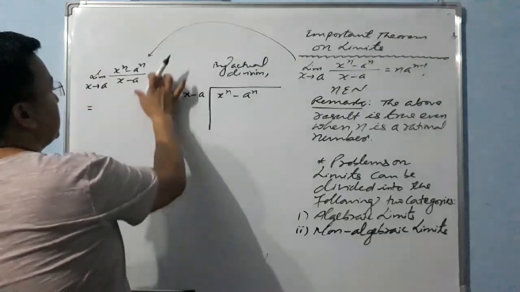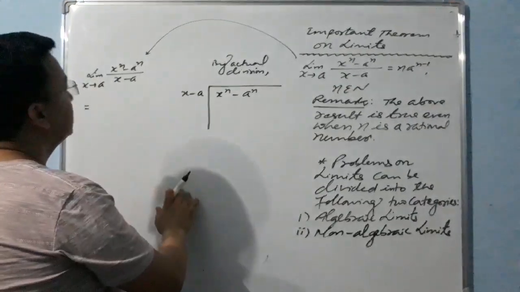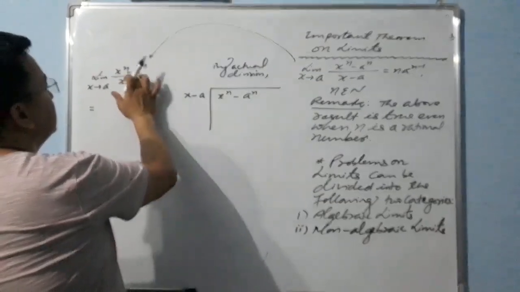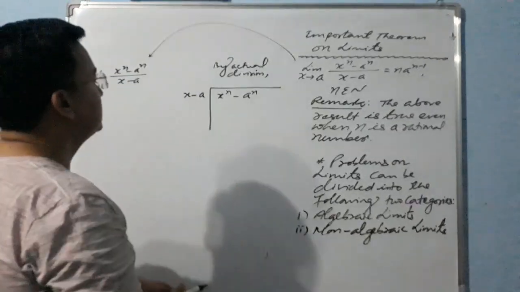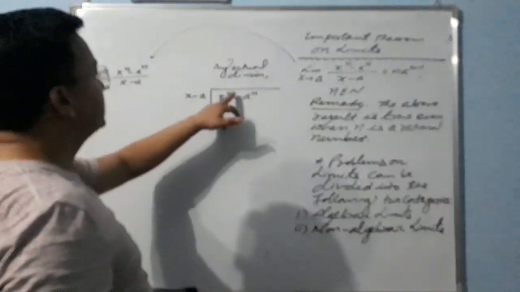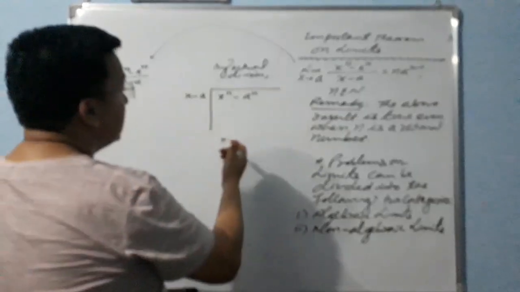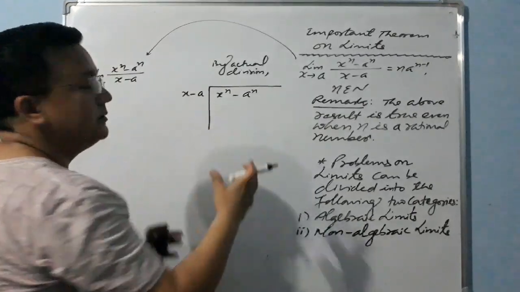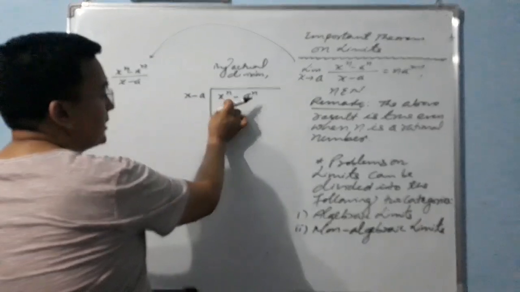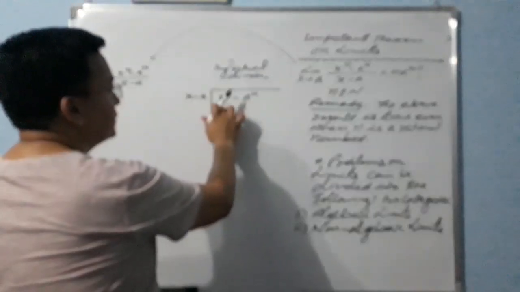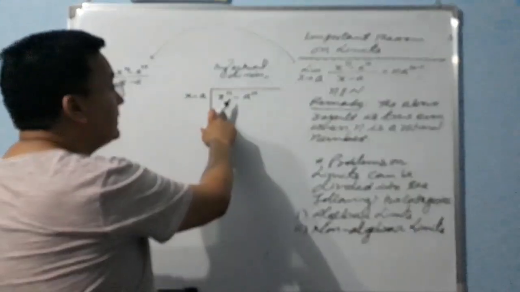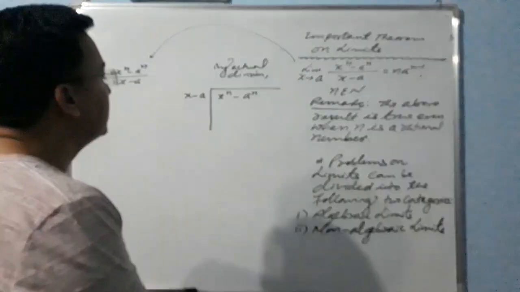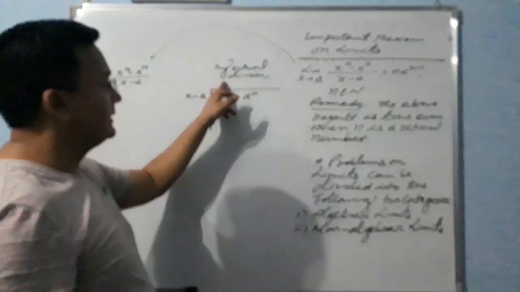This is your rational algebraic expression, numerator, and this one is your denominator. So here by actual division I'm going to divide x raised to power n minus a raised to power n by x minus a. As you know, firstly we need to decide how to divide. We try to make the first term the same, and we want to get x raised to power n here.